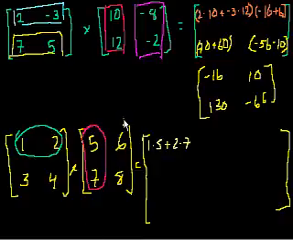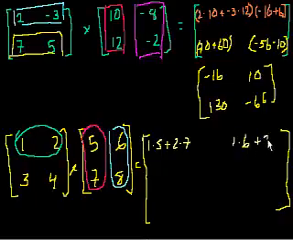Let me do that in a different color. So it'll be 1 times 6 plus 2 times 8. Let me write that down. So it's 1 times 6 plus 2 times 8.